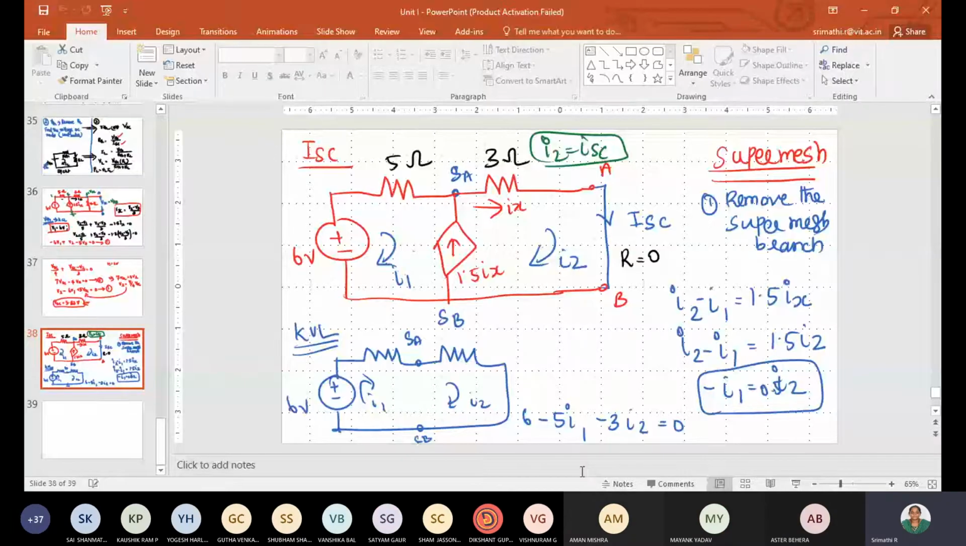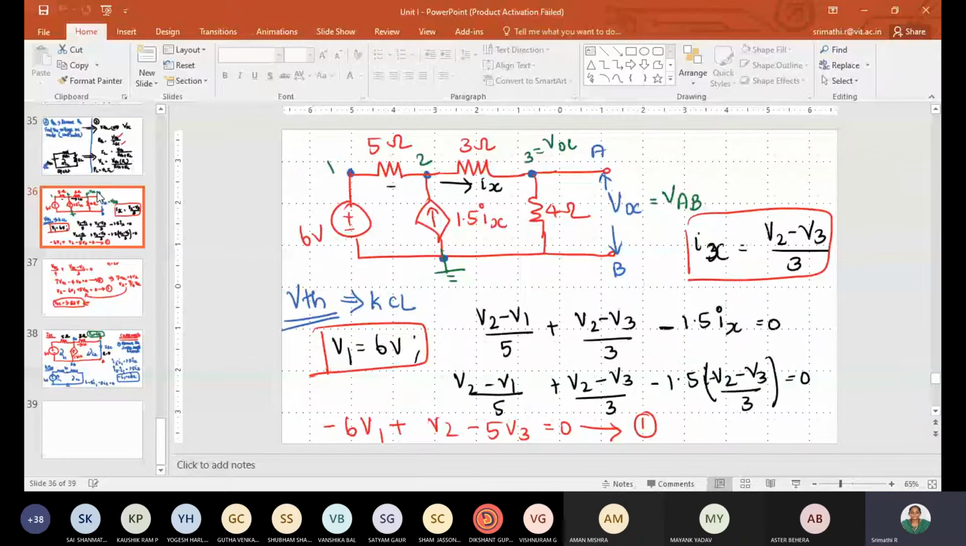So we just stopped with Thevenin's theorem yesterday. This circuit is nothing but a super mesh circuit. Moreover, for solving this Thevenin circuit, we have both an independent voltage source and a dependent source here. So we need to find ISC as well as VOC.